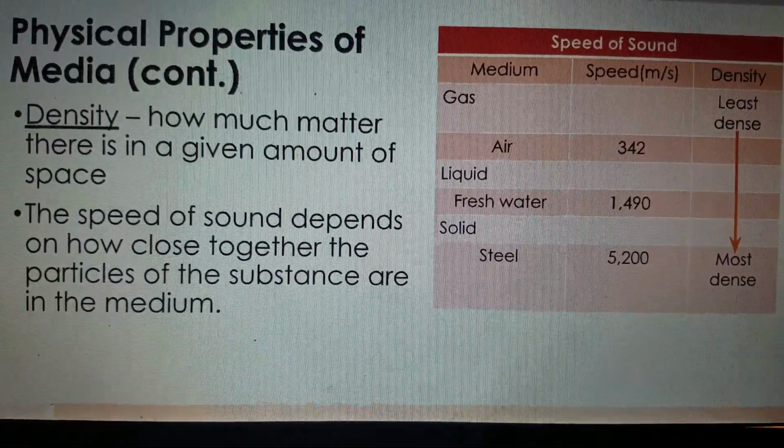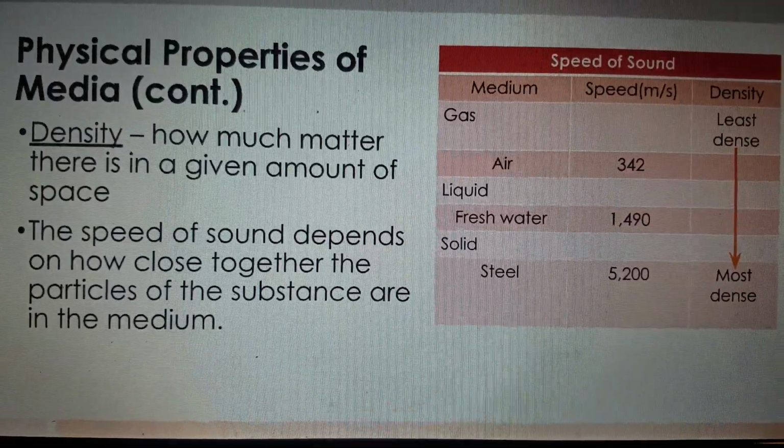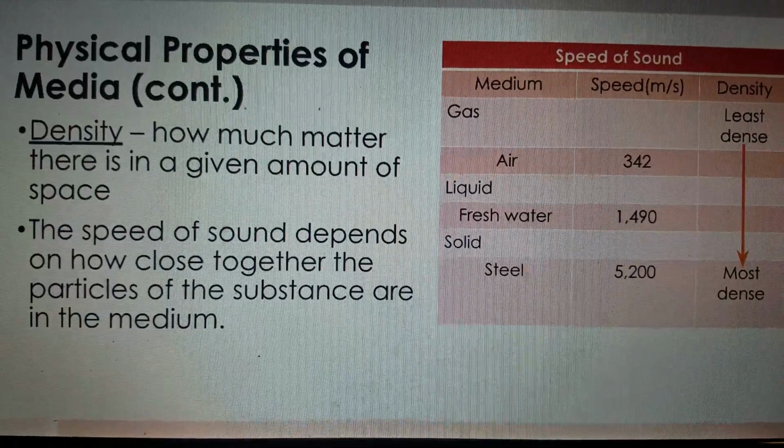And again, that makes sense. The closer together the particles are, the faster the sound wave can get from one particle to the other.